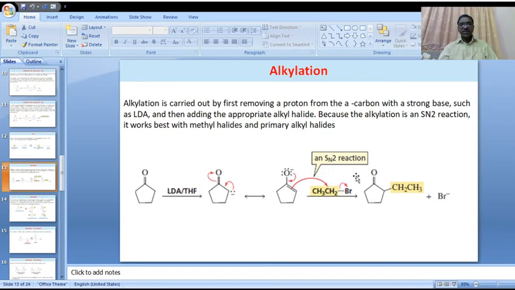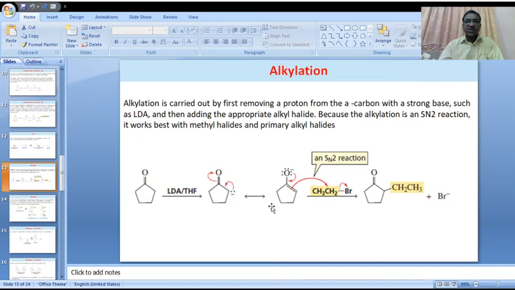Is it clear? Any primary alkyl halide we can use. Once again, we'll repeat the reaction clearly. This is the starting material, a carbonyl compound, a 5-membered ring carbonyl compound, cyclopentanone, on reaction with LDA in the presence of tetrahydrofuran. Here, first a proton is removed.